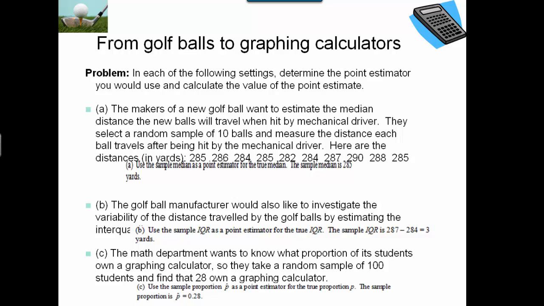The math department wants to know what proportion of its students own a graphing calculator, so they take a random sample of 100 students and find that 28 own a graphing calculator. We use the sample proportion p hat as a point estimator for the true proportion p. The sample proportion is p hat equals 0.28, which is 28 out of 100.